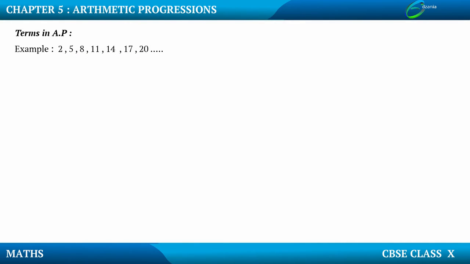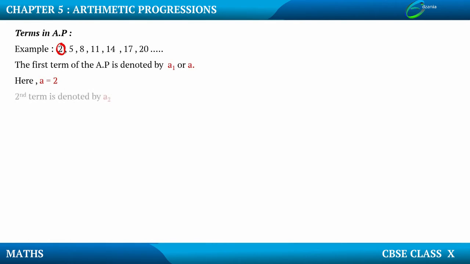Now let us see the terms related to AP. The first term of an AP is denoted by A1 or A. So we have this sequence 2, 5, 8, 11, 14, 17, 20, which is definitely an AP. The very first term here is 2, and this term is denoted by A1 or A. So we can say that here A is 2. You can also say A1 is 2.